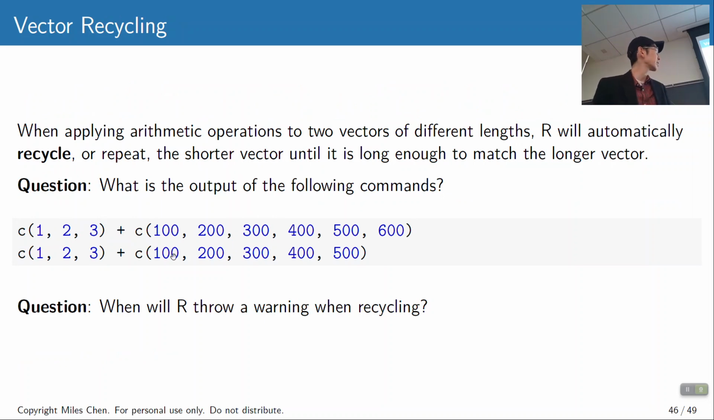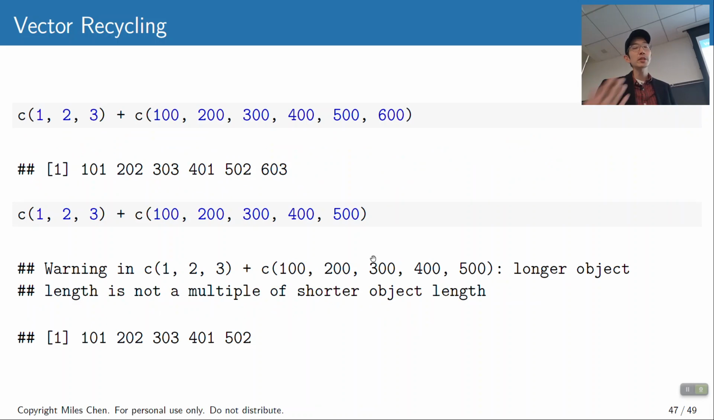R recycles. So when I do 1, 2, 3 plus 100, 200, 300, 400, 500, 600, it's going to do 1 plus 100, 2 plus 200, 3 plus 300, then it recycles the 1, 2, 3, and it's going to do 1 plus 400, 2 plus 500, 3 plus 600, okay? It does the same thing down here, but it complains, right? So up here, it did that 1 plus 100, 4 plus 400 plus 1, 500 plus 2, 600 plus 3. Here, we get the same results, but then it says, hey, you know what? I went 1, 2, 3, 1, 2, and then I have a 3 left over, so I'm not sure if this is what you wanted me to do, and it complains with a warning.